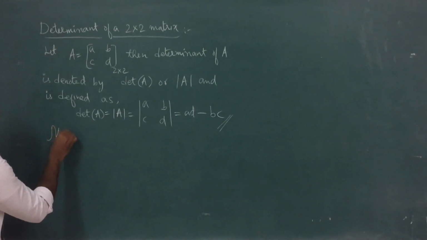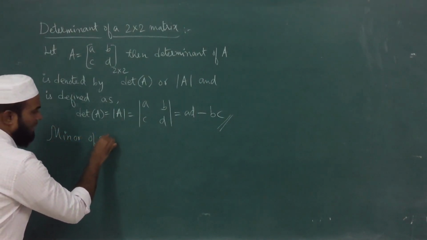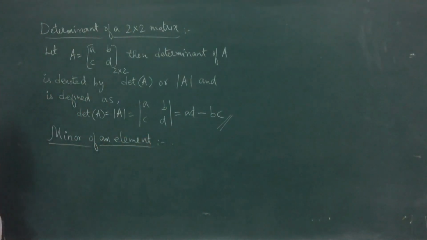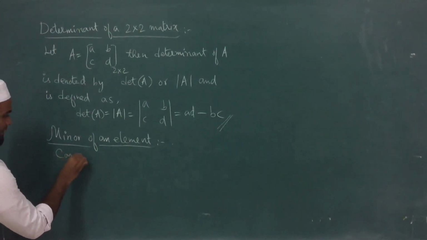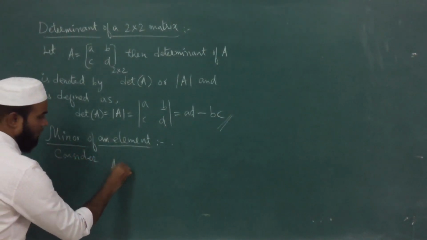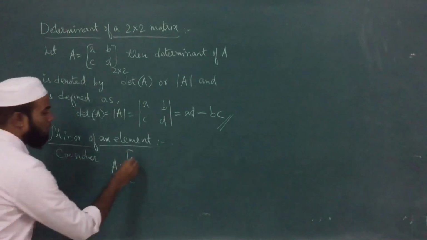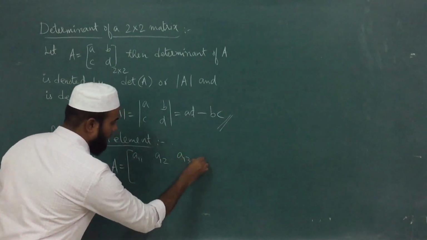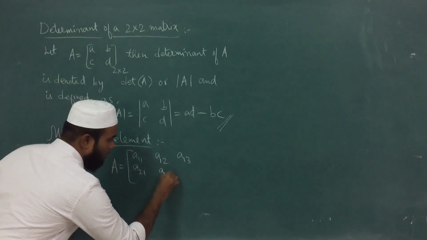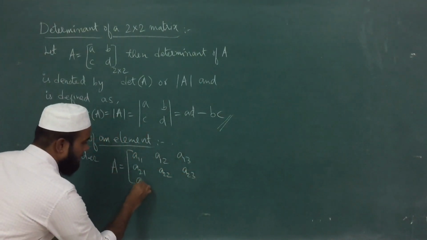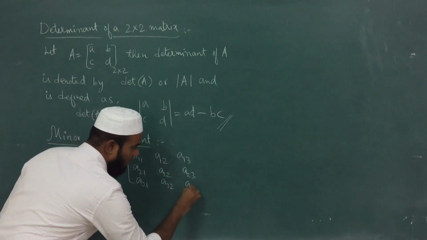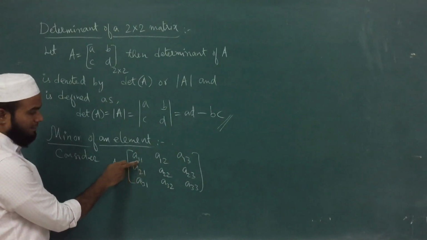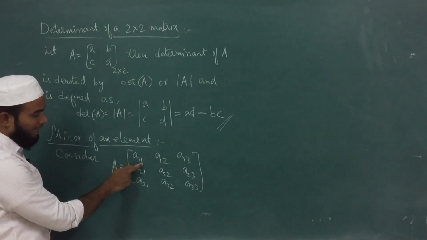So minor of an element. Next definition is minor of an element. Suppose, consider I am having a 3 by 3 matrix. Consider A equals a 3 by 3 matrix whose entries are like a11, a12, a13, and a21, a22, a23, and a31, a32, a33.